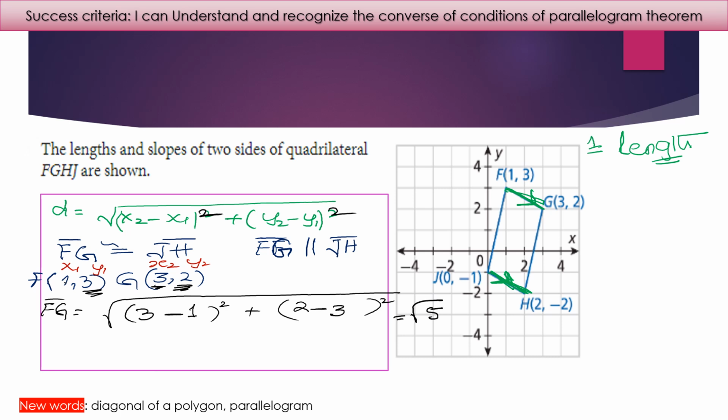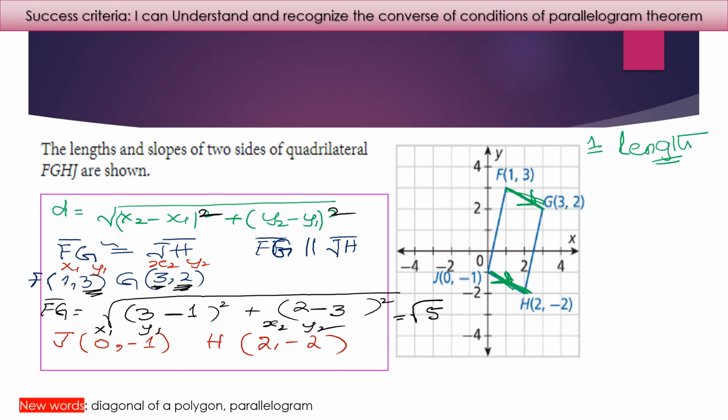Now, once I am done with this part, I will take the JH. So what is my J? My J coordinates are 0 and -1, and my H coordinates are 2 and -2. Okay, what is x1? Here it is x1 and y1, the coordinates of J, and the coordinates of H are x2 and y2.